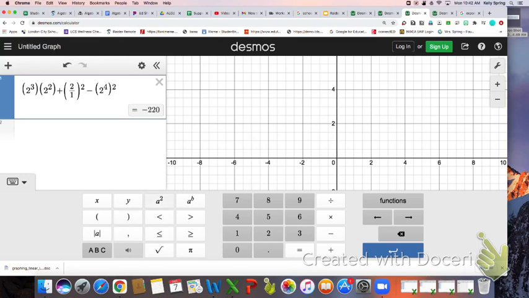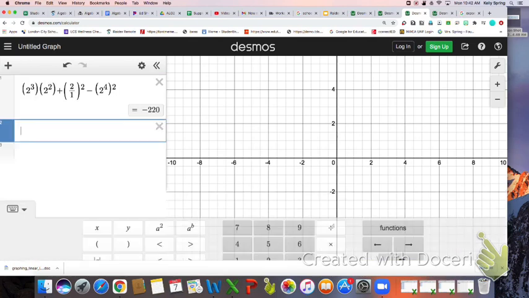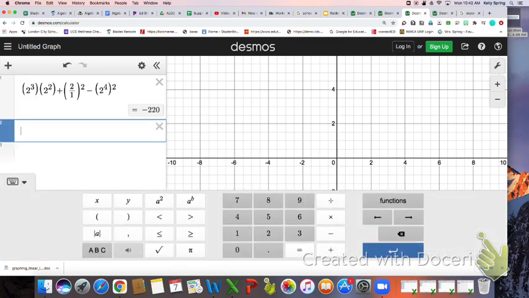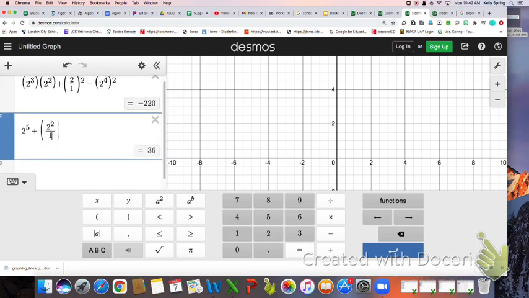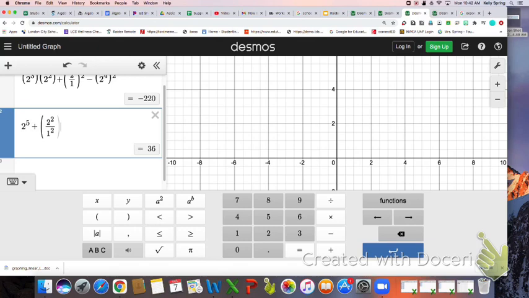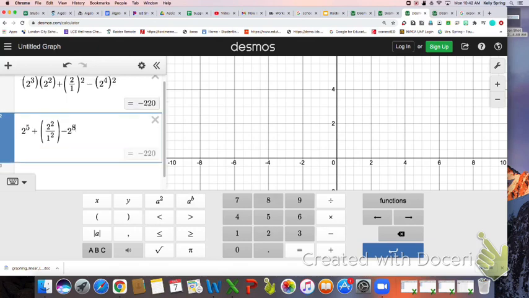If I want to show you the other way, after remember we simplified it and then we substituted in, I'm going to do 2 to the fifth power plus parentheses 2 squared divided by 1 squared, parentheses, minus 2 to the 8th. And look, you get the same answer there as well.